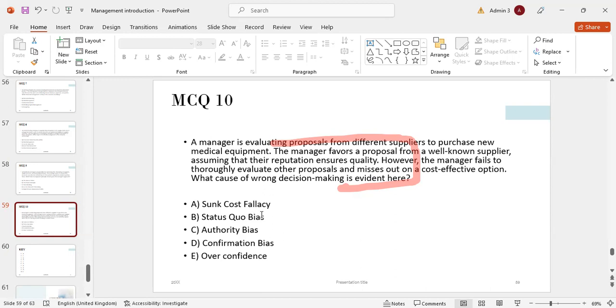Option A, sunk cost fallacy. Option B is status quo bias. Option C is authority bias. Option D is confirmation bias. Option E is overconfidence. The right answer is authority bias.